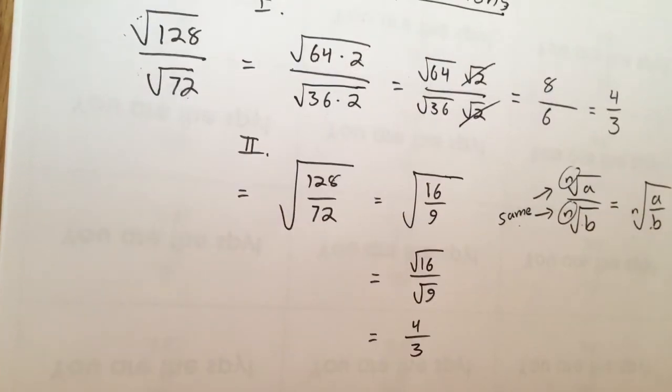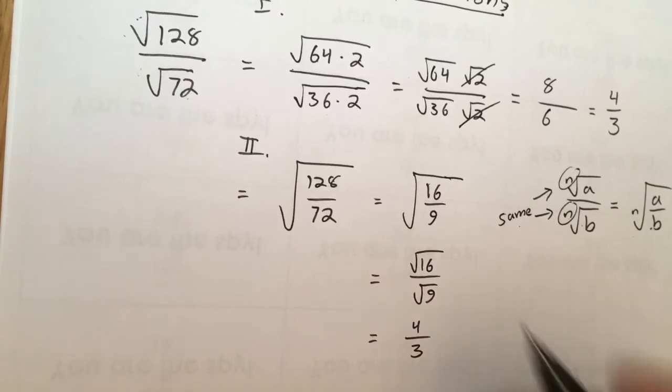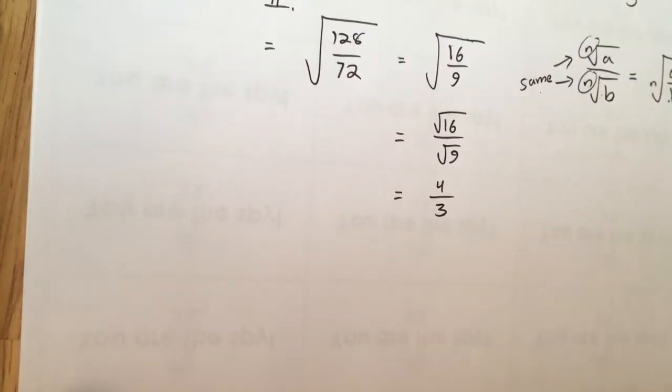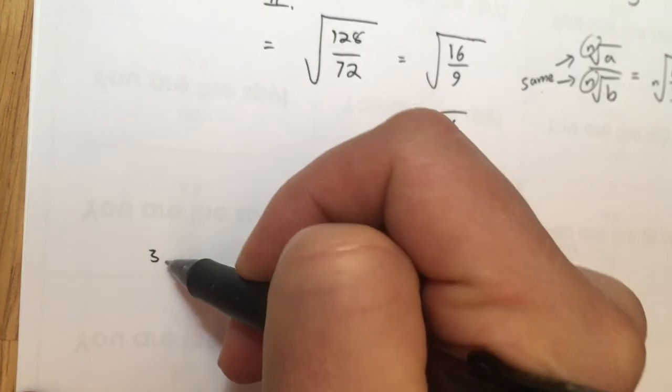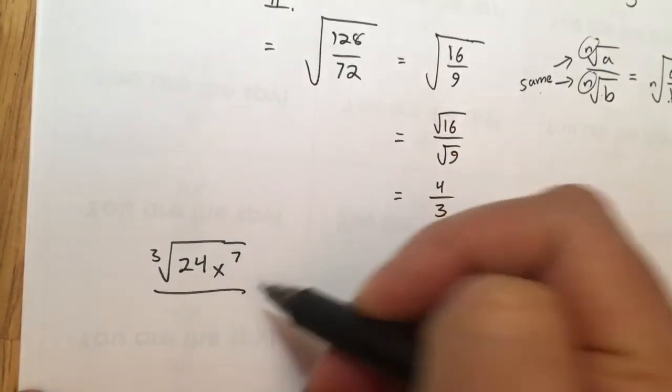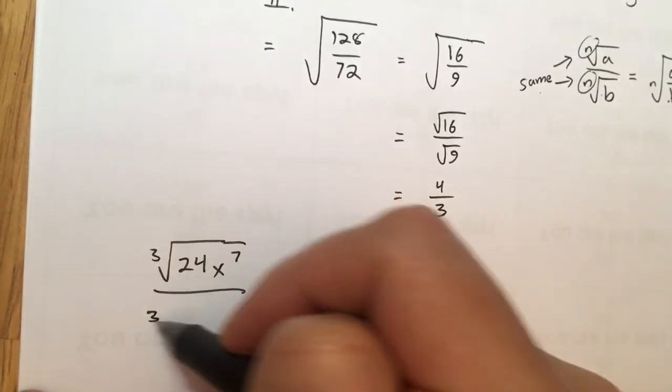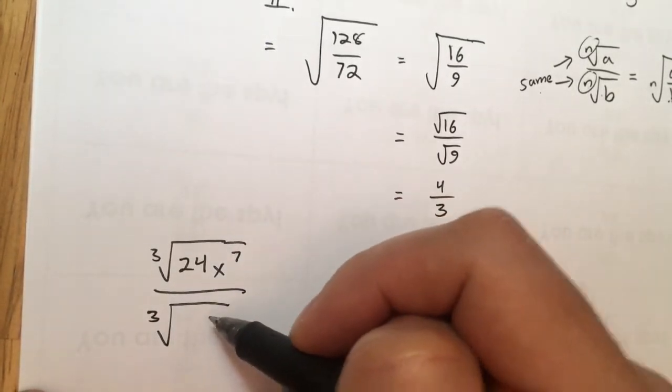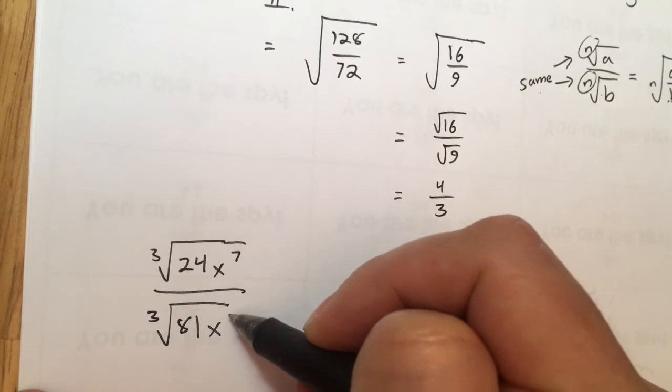Okay? So let's do another problem. Let's try to simplify the cubed root of 24x to the 7 divided by the cubed root of 81x to the 4th.